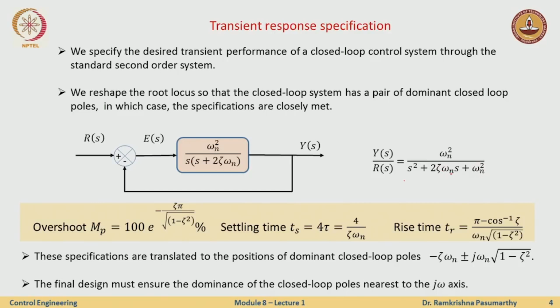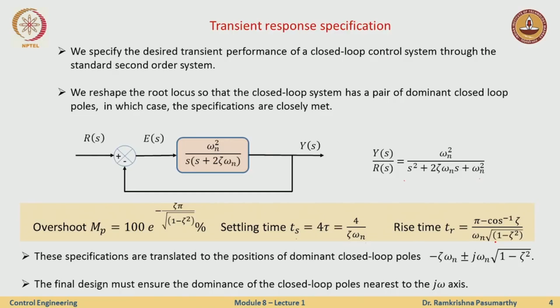Zeta is a damping coefficient which decides whether the system is underdamped, overdamped, critically damped, and so on. Omega n is the natural frequency of the system. So a certain step response of the system leads us to these expressions: the peak overshoot is directly related to zeta, and the settling time depends on zeta and omega n. Similarly, there are formulas for the rise time, the peak time, and so on.